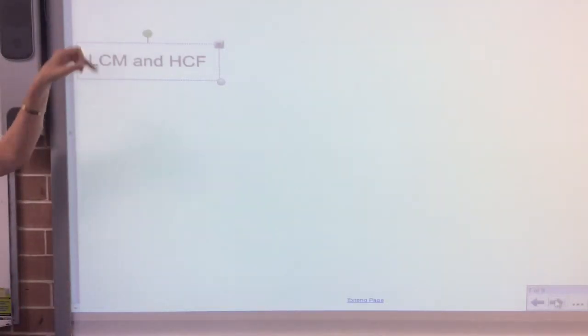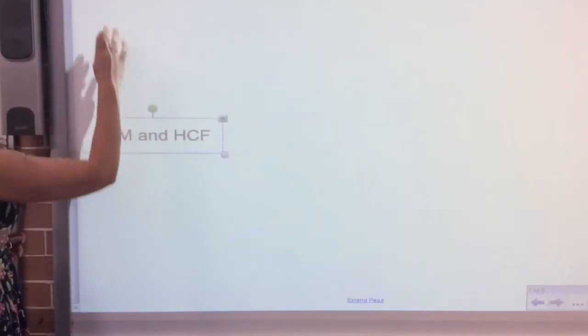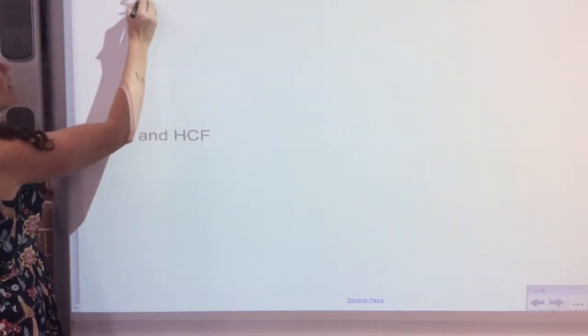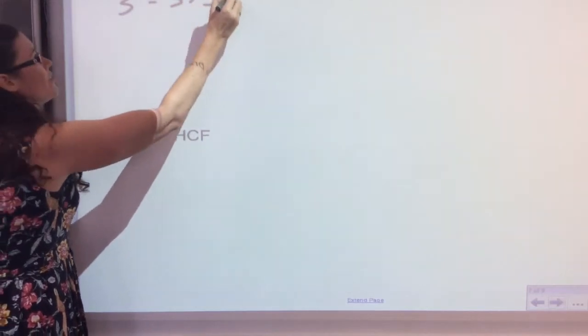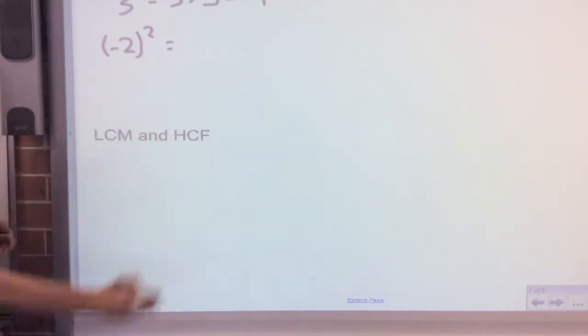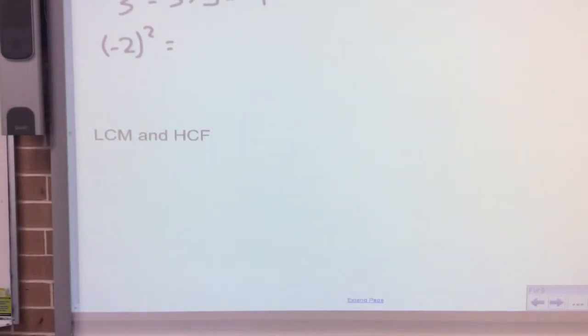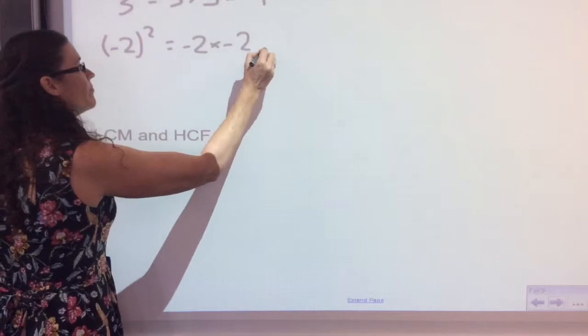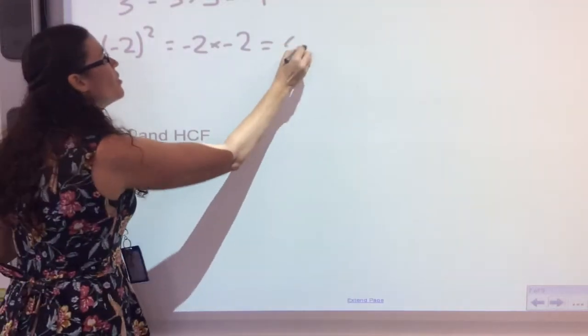Okay, next thing, squares and cubes. So squared obviously means, if I have 3 squared, what does that mean? It's timesing it against itself. So 3 squared means 3 times 3, which is 9. What if I had negative 2 squared? What does that mean? Negative 2 times negative 2. So what's the answer? 4. Watch out for that one.